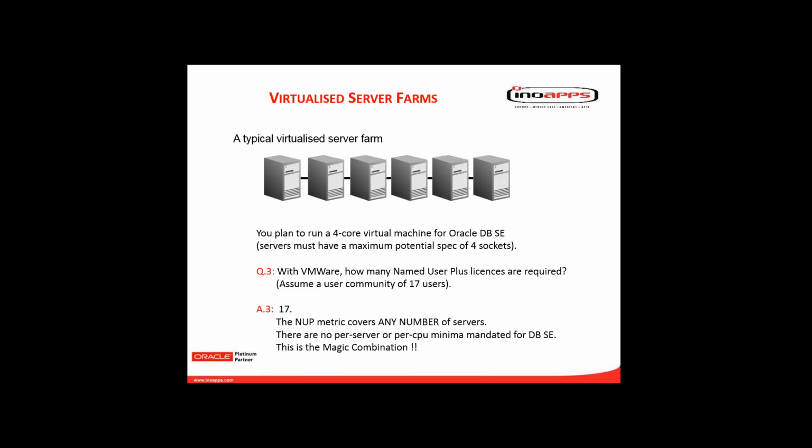And then if we wanted, on the same farm, to run Standard Edition with a 4-core virtual machine with VMware, how many named user licenses for a community of 17 people? Well, we just buy the 17. This is the magic combination. It covers any number of servers, so we're not even victimized if we increase the cluster, and there are no per server or per CPU minima mandated for that product. So that's a very appealing way of using Standard Edition to get around this problem.